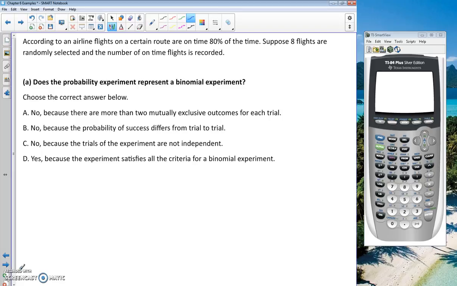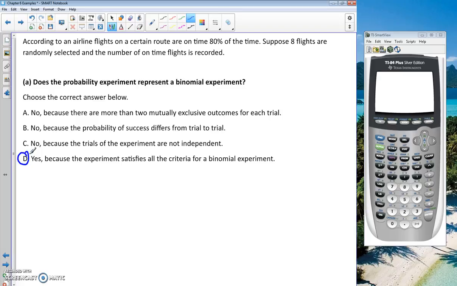Are the trials independent? Whether one flight is on time or not does not depend on another flight, so our trials are independent. The probability is the same: 80% of the time they're on time, so our probability is the same for each trial. Then we have 2 outcomes: they're either on time or they're not. So yes, the experiment satisfies all of the criteria for a binomial experiment.